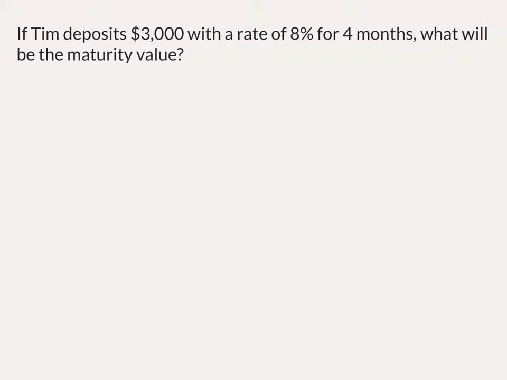If Tim deposits $3,000 with a rate of 8% for 4 months, what will be the maturity value? The maturity value is given by the formula M equals the principal plus the interest amount. In order to find the maturity value, we first want to find the value of the interest amount. So we're going to use I equals PRT first.